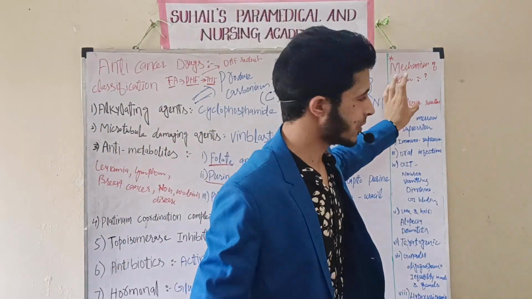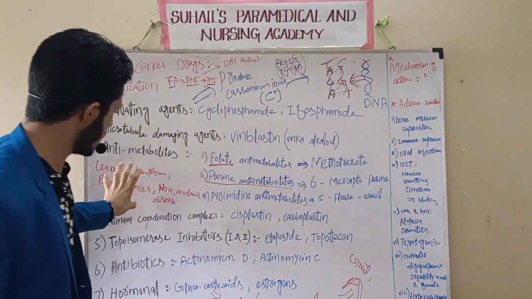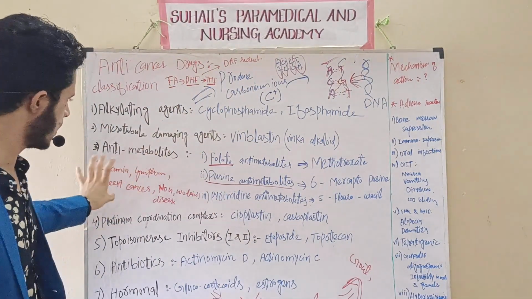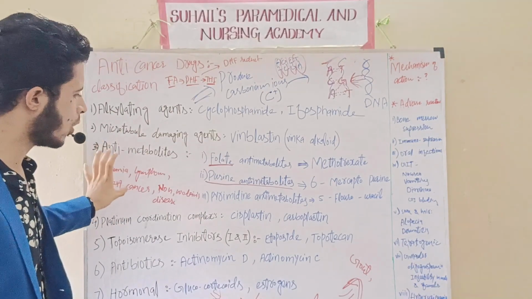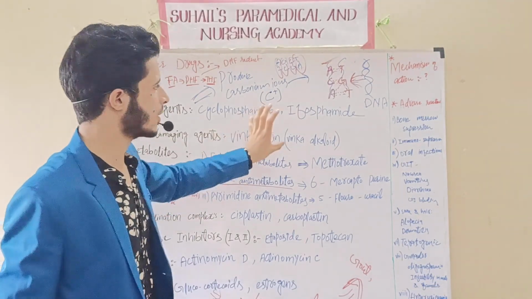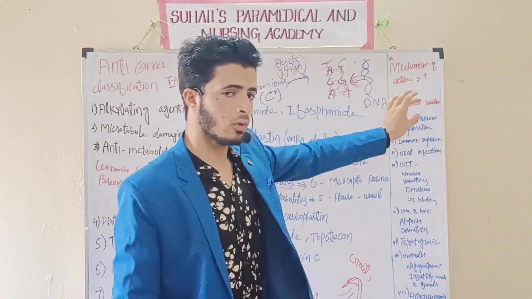Now, this was the mechanism of action. What are the uses? The uses I told: these different types of cancers, while we will use it for leukemia, lymphoma, breast cancer, non-Hodgkin's disease. That will be the uses. Now, what will be the adverse reactions?